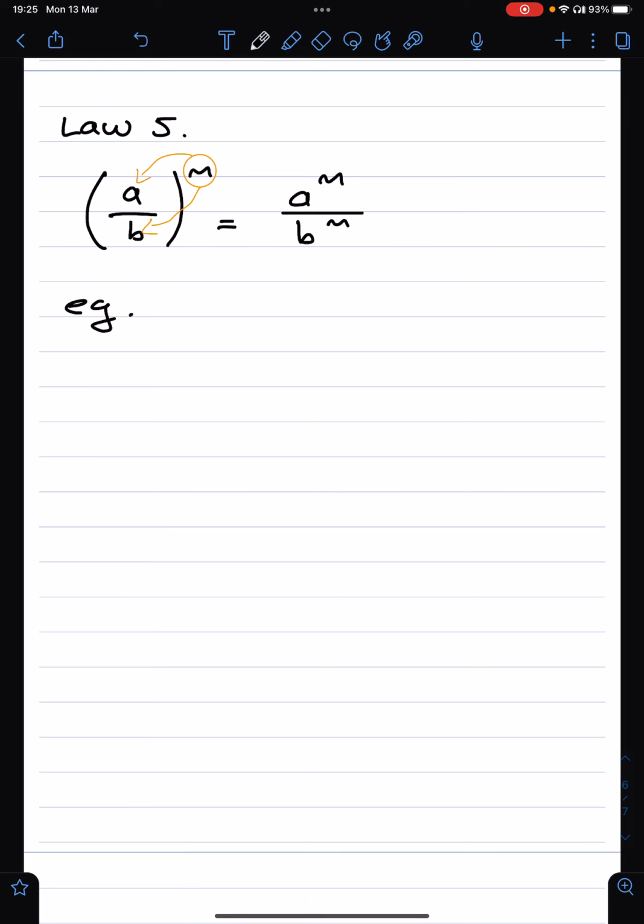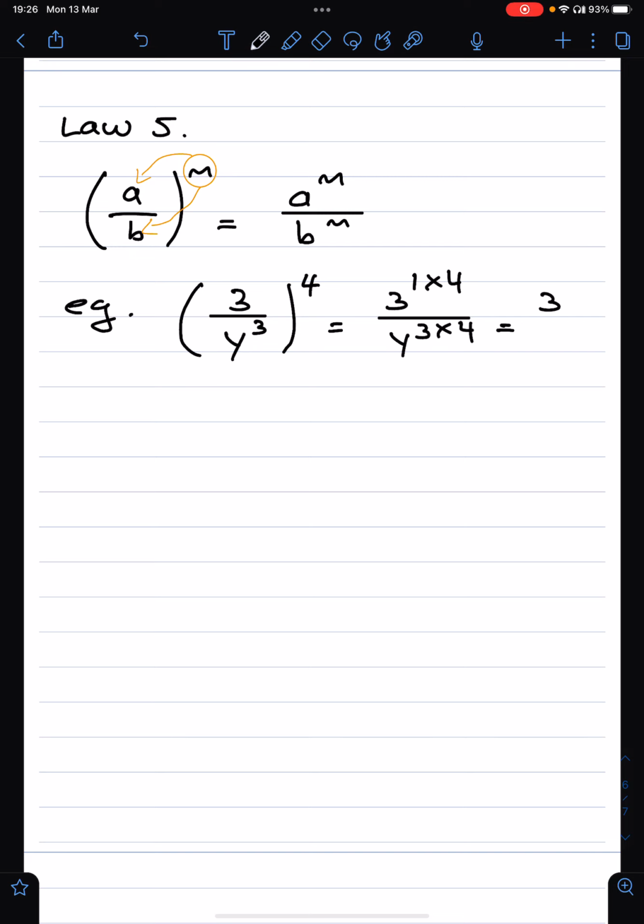Here is an example. If I have, open bracket, 3 over y cubed, close bracket, and this is all to the power of 4, then my solution is simply 3 to the power of 1 times 4 over y to the power of 3 times 4, which means I get 3 to the power of 4 over y to the power of 12. So this concludes the laws of exponents.